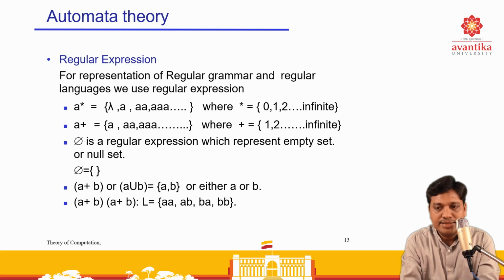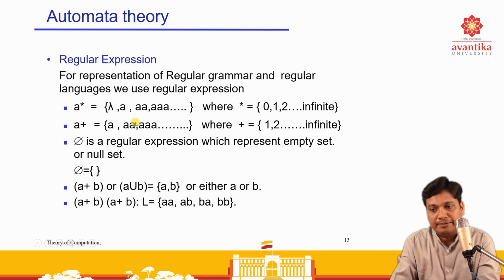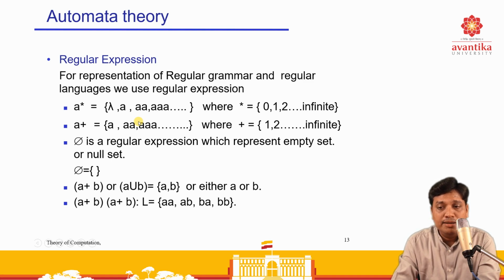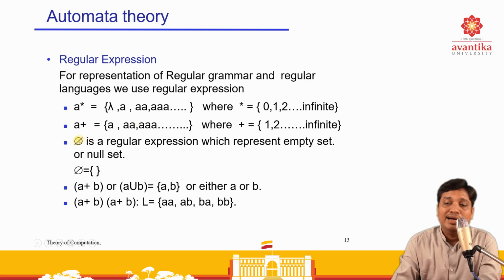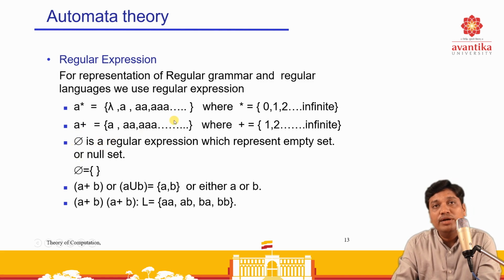Next is A plus. A plus is defined as the power starting from 1 to infinite. Another interesting part of theory of computation is phi. In theory of computation, phi is a regular expression which represents the empty set or null set. The representation of phi is the empty set, so in curly braces nothing is given, and that represents phi.